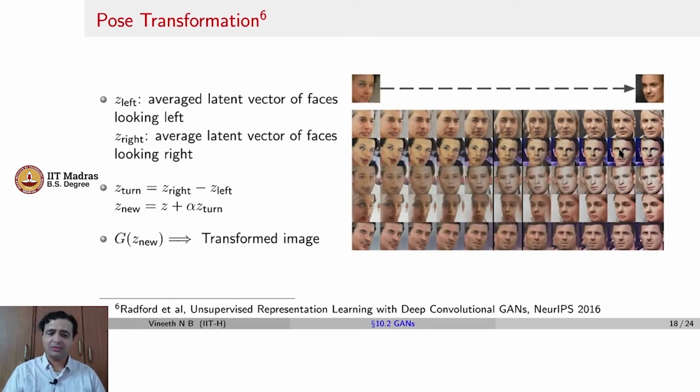Here is another example of a similar idea for pose transformation. So given a set of images looking left and its corresponding average latent vector to be Z left, a set of images looking right, its corresponding latent vectors averaged to form Z right. Now if you consider Z turn equal to Z right minus Z left, that's the difference between the extreme vectors, and Z new, which is a new latent sample. Remember, Z's are all inputs to the generator. Z new is some Z plus alpha times Z turn, and now you provide the Z new to G, you get transformed images with various poses in between the right and the left pose.